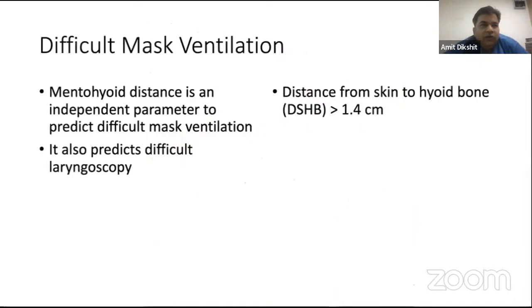So till this stage, I think ultrasound has made some dent in reducing anxiety, and the anticipation skill set is improved. So we have looked at various studies, and what are we talking about when it comes to difficult mask ventilation? Distance from skin to hyoid, if it is more than 1.4, it predicts difficult mask ventilation. I'll be showing you the literature review as well, but the latest article tells that further detailing and studies are required in this regard.